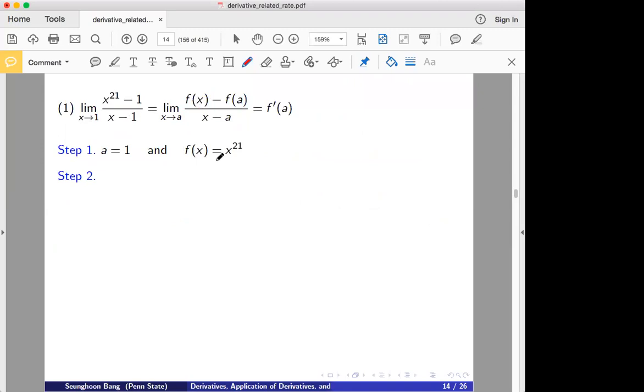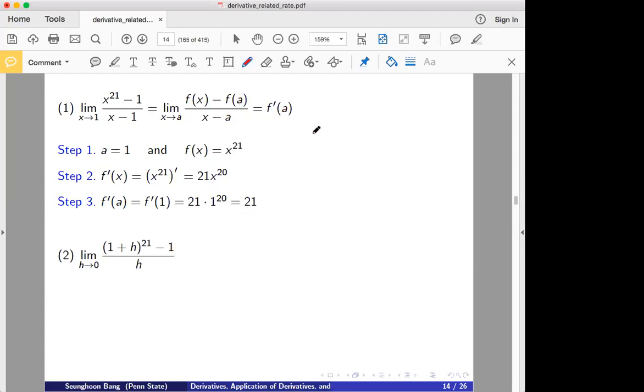So step 2, take a derivative. X to the 21 prime is 21 times x to the 20. The next, what is the final answer? You can plug 1 into here. The final answer is f prime of 1. Step 3 is find f prime of 1. Plug 1 into here. 21 times 1 to the 20 is exactly 21. That's it. This is the answer. This answer is 21.